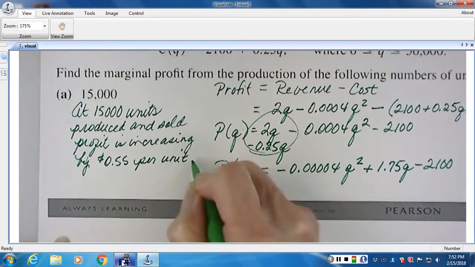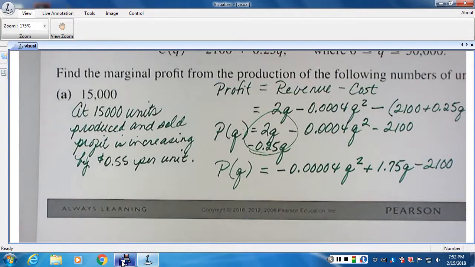So at 15,000 units, you're still increasing your profit. Your profit's still building. It's still growing. You not only still have profit, but your profit is getting larger. It's growing larger. Okay?